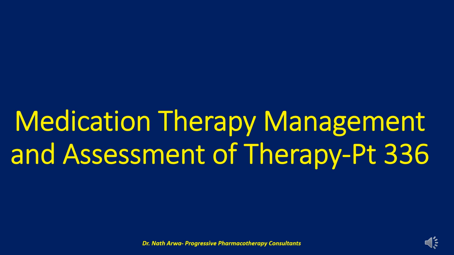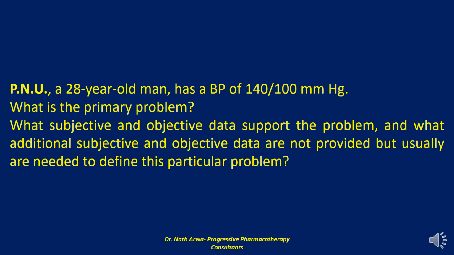Part 336 of our Pharmacotherapy MCQ series, which majors in medication therapy management and assessment of therapy. The first question reads, PNU, a 28-year-old man, has a BP of 140 systolic 100 diastolic. What is the primary problem? What subjective and objective data support the problem? And what additional subjective and objective data are not provided but usually are needed to define this particular problem?